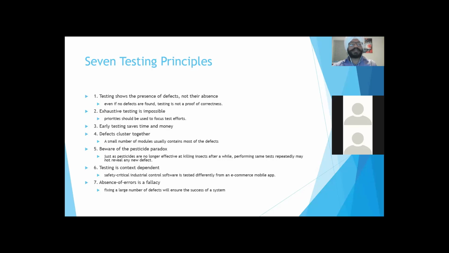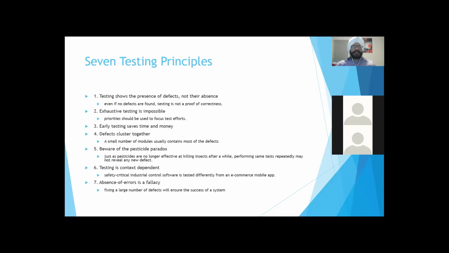Next one, testing is context dependent. Context dependent means what exactly is important for that particular software. For industrial control software, safety is very important. For an e-commerce application, the money or transaction part is very important. For Amazon, they might look at many different aspects, like payment method, shipping, coupon application, all those things. So depending on what is more important in that particular software, we need to identify that context and have test cases according to it.